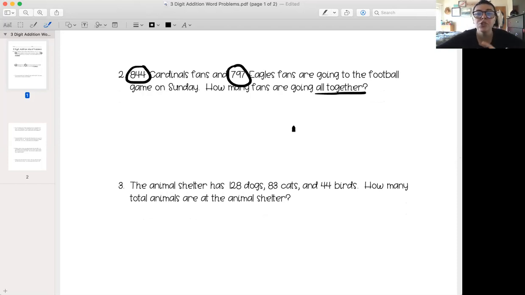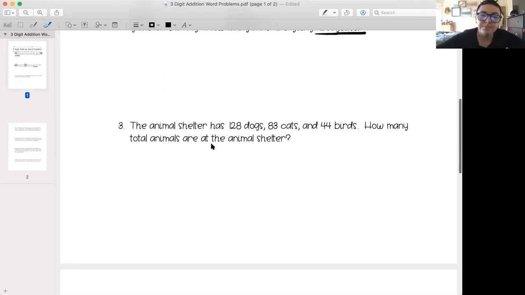And you'll notice in the Google Doc, I changed some of the wording. So on the Google Doc, I think this is Patriots and Jets fans. It's the same numbers. I just changed the words to make it a little bit more fun.